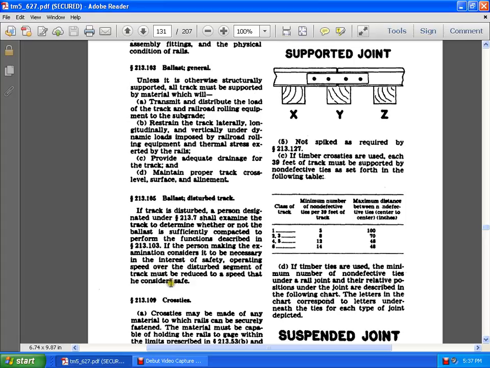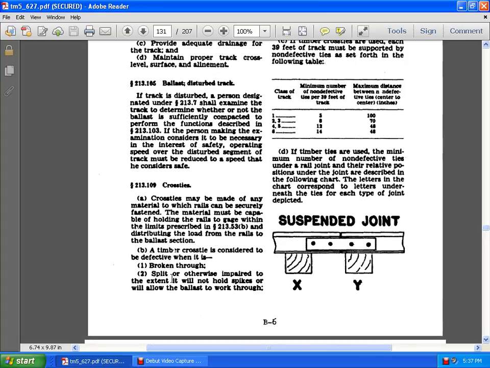213.109 Crossties. Crossties may be made of any material to which the rail may be securely fastened. The material must be capable of holding the rails to the gauge within the limits prescribed in 213.53, and of distributing the load of the rails to the ballast section. A timber crosstie is considered defective when it is broken through, split or otherwise impaired to the extent that it will not hold spikes, or when it is so deteriorated that the ballast and rail can move.